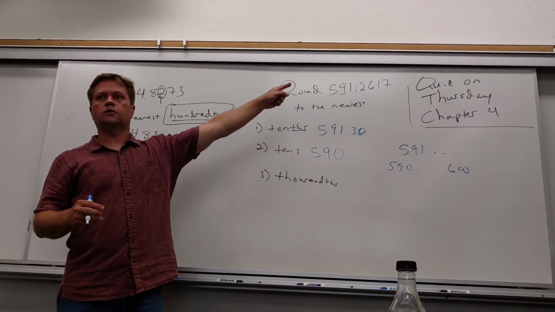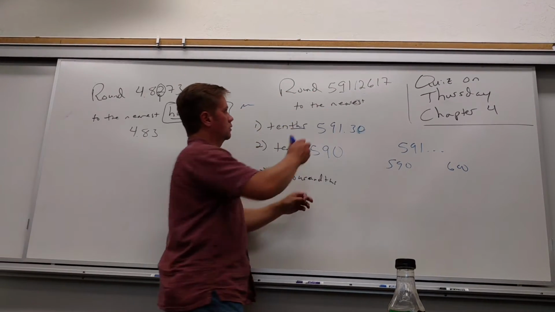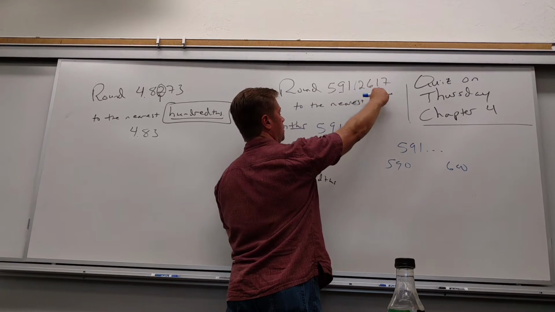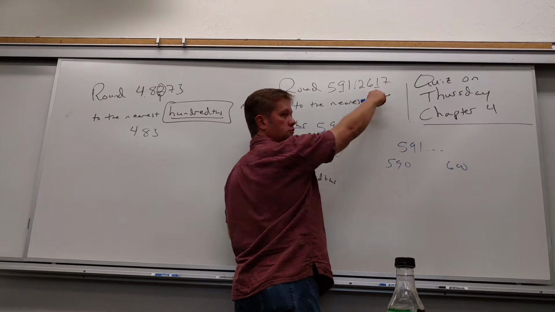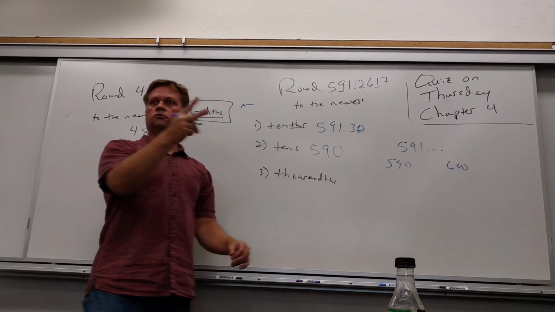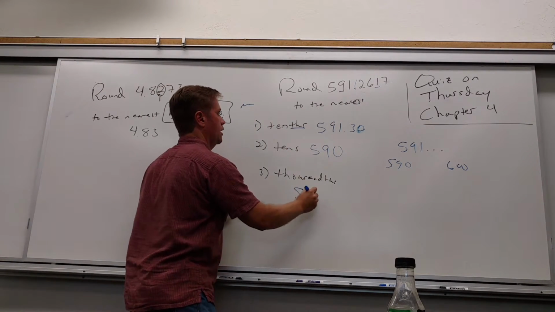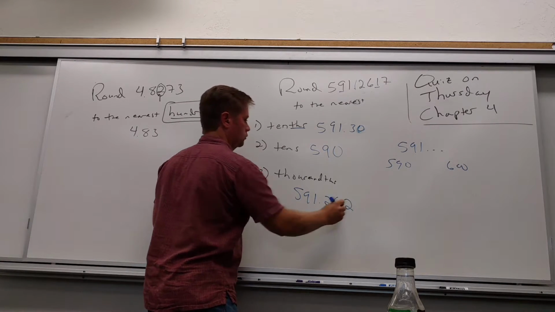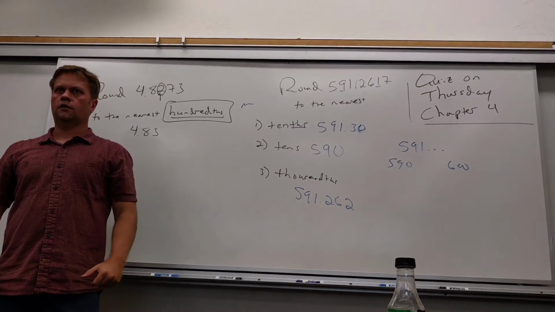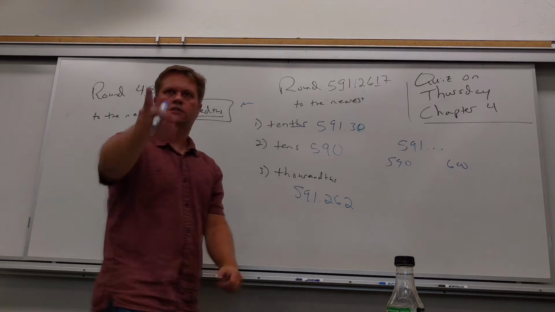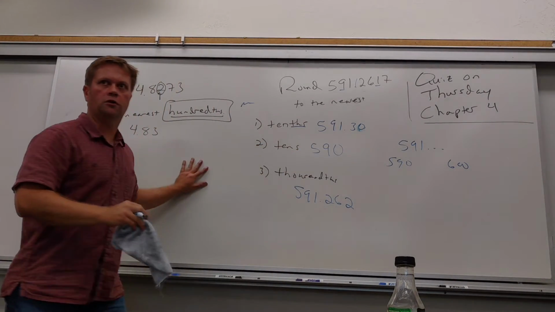Thousandths. What's in the thousandths place? The 1. Yeah, 1. So it's either going to be 591.261 or 591.262. 591.262, because the next number is a 7. 5 or more. 591.262. I like it. Good. All right, let's talk about that weirdness that sort of showed up there.